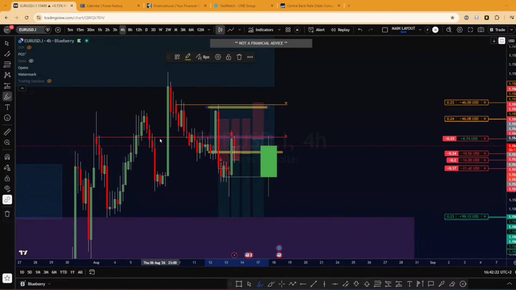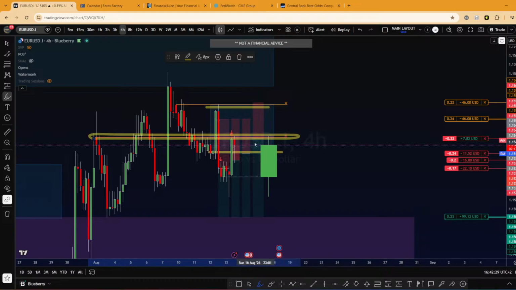What I'm looking at right now is this monthly open. I don't want to see price close above. If price closes above, it reduces my risk on this one for sure.